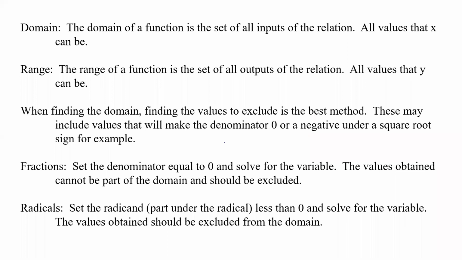Now, when we have radicals, we have to set the radicand part, which is that part under the radical. So, if we have x squared plus 11, we set this part here, the radicand part, less than 0. So we would set x squared plus 11 less than 0, and then we'd solve for the variable. And then any values that we obtain should be excluded from the domain, okay?